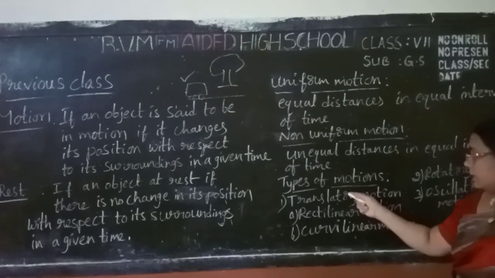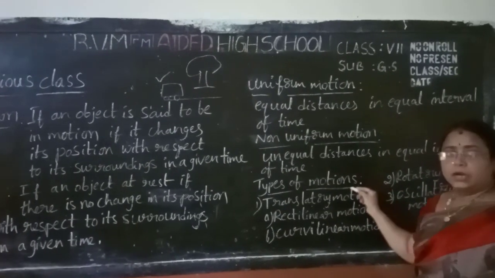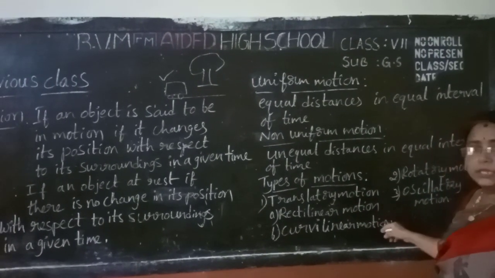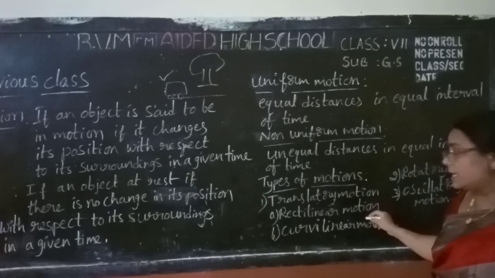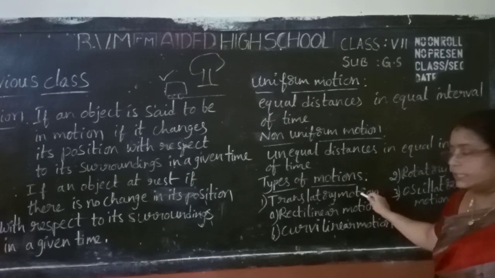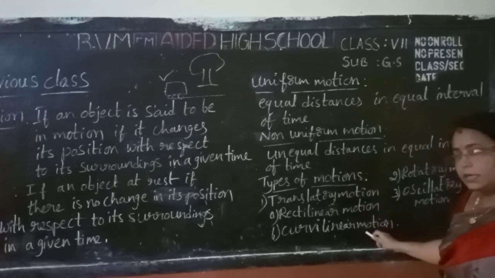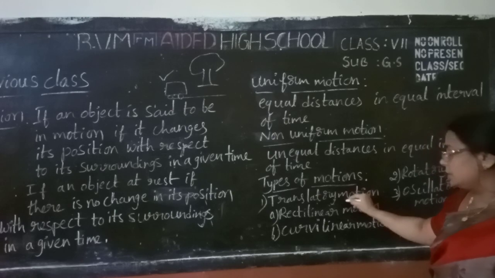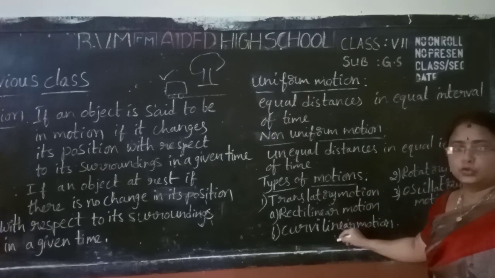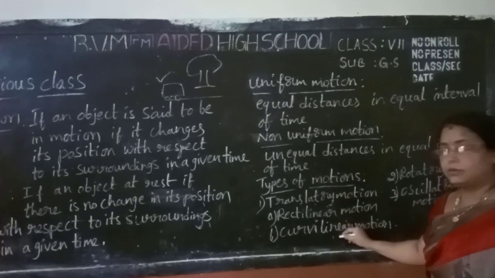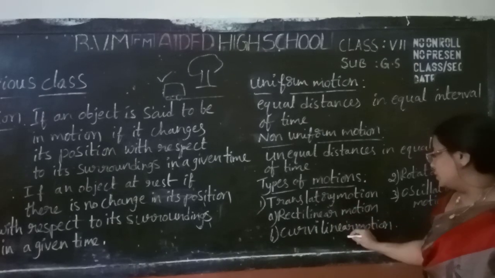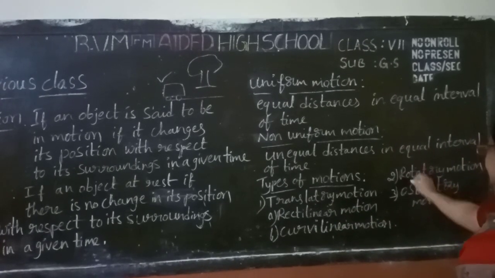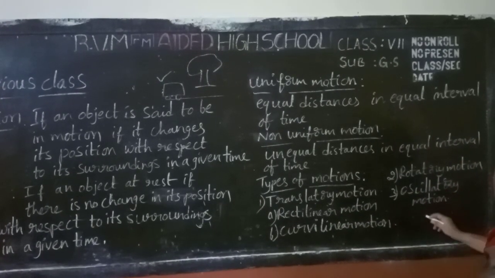Next, we come to types of motions. How many types of motions have we learned in the previous class? What are they? Translated motion, rectilinear motion, curvilinear motion, rotating motion, oscillating motion. In translated motion we have learned two. Next, second, rotated motion, third, oscillating motion.